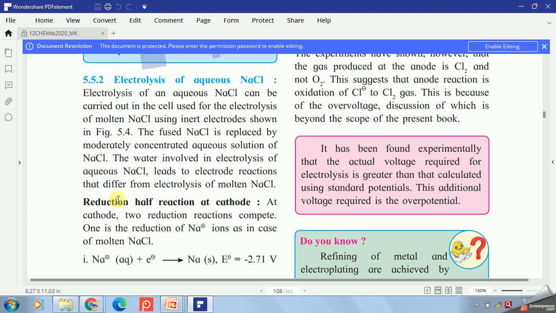So let us see first the reduction. Remember that reduction always takes place at the cathode. At the cathode, two reduction reactions compete. One is the reduction of Na plus ion, as in the case of molten NaCl. Na plus has a 1 plus charge; it accepts only one electron and gets neutralized to solid Na atom. So E0 value is minus 2.71 volt. We observe this in the electrochemical series, where we find these values for standard reduction potential.